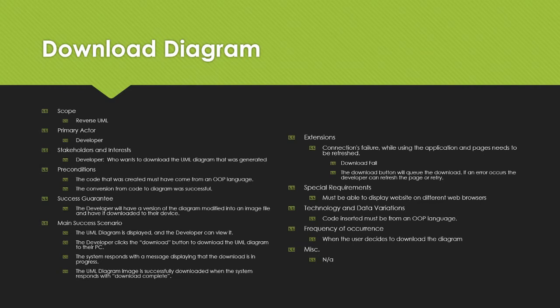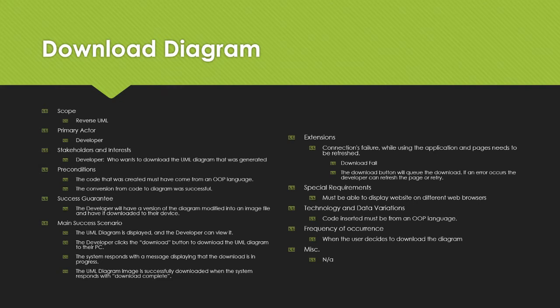Some extensions: connection failure while using the application, and the page needs to refresh. So download fail. The download button will queue the download. If an error occurs, the developer can refresh the page to retry. Special requirements: must be able to display a website on different browsers. Technology and data variations, again, must come from an object-oriented programming language.